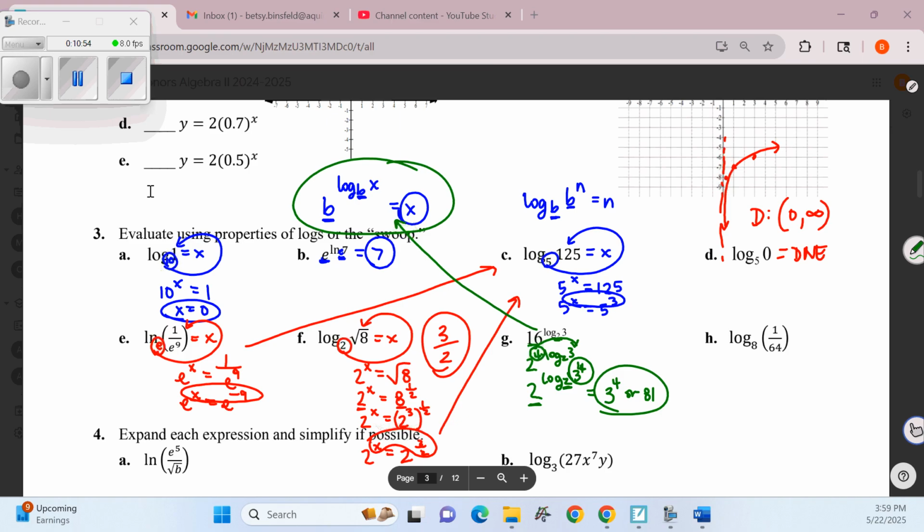In part H, let's swoop this thing. So let this be equal to x. 8 to the x is equal to 1 over 64. 8 to the x is equal to 1 over 8 squared. Again, I don't want it in the denominator, so let's get a negative exponent and flip it over. And so x would have to be negative 2 here.